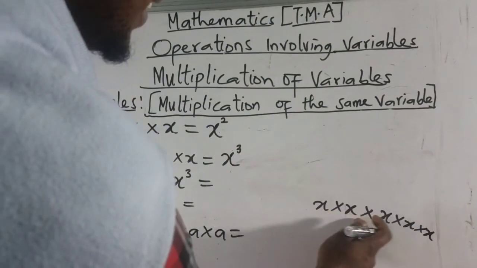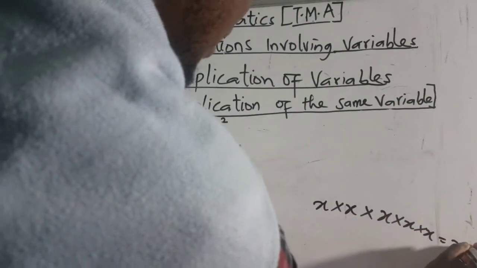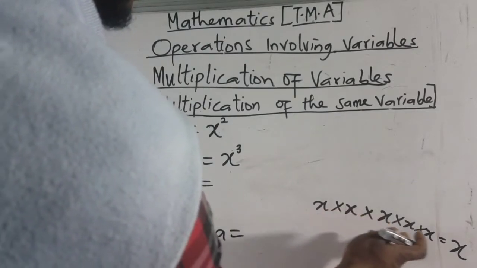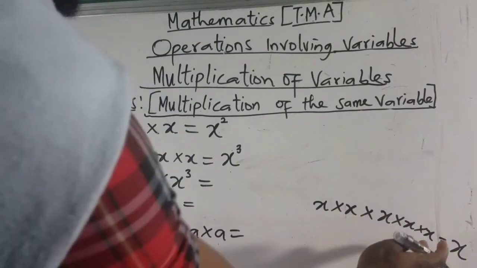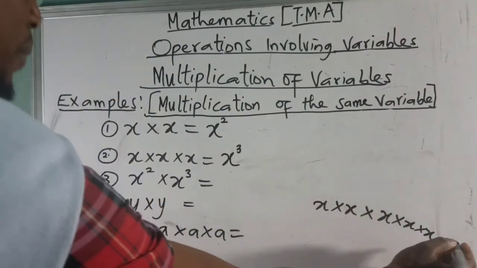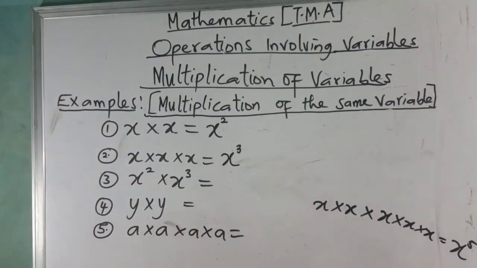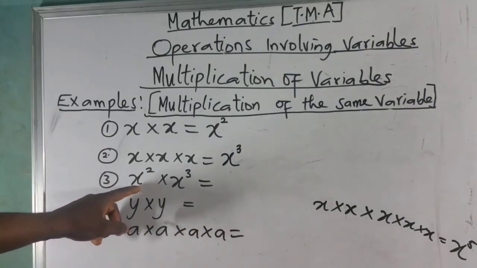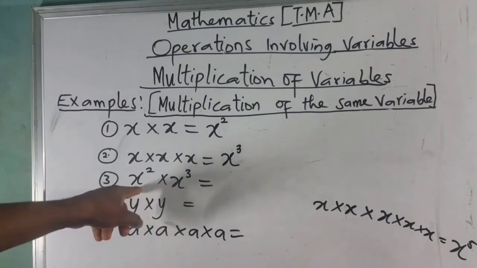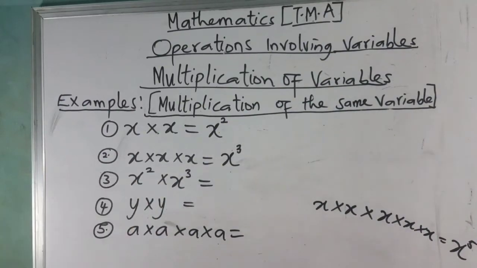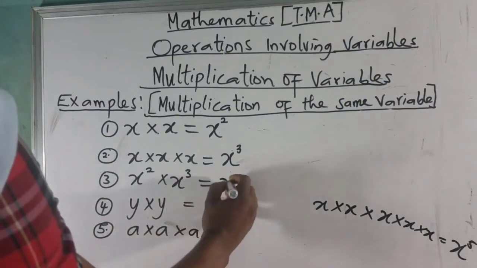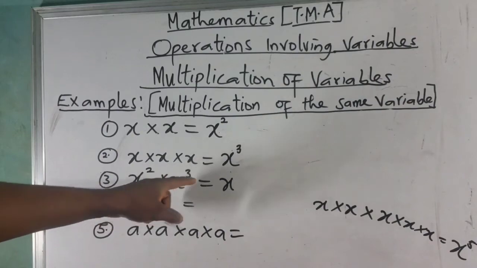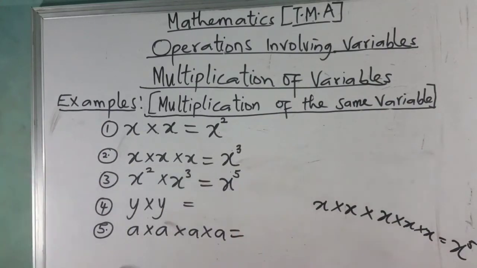Now, because they are the same variable, what do I do? I pick one of the variables and count the number of times it appears. That is 1, 2, 3, 4, 5. So it appears 5 times. That is x raised to power 5. If you don't want to do this, just count 2 here and 3 of the x here. Because they have the same variable, you pick one x and represent the number of times it appears as a power. So 2x, 3x here, that is 5. That is x raised to power 5.